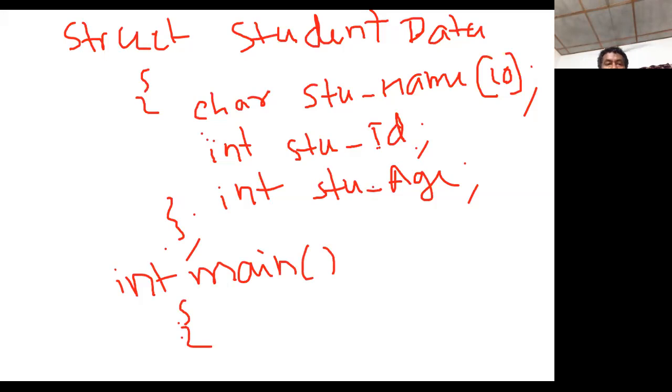Now, here, one point you should know is how to extract the data from the structure. For that purpose, you have to take the help of one symbol that is called dot. With the help of dot, you can assign value to structure members. These are the members of the structure: student name, student ID, student age. How to assign the value of these members? By using one symbol that is called dot. I will come to that point.